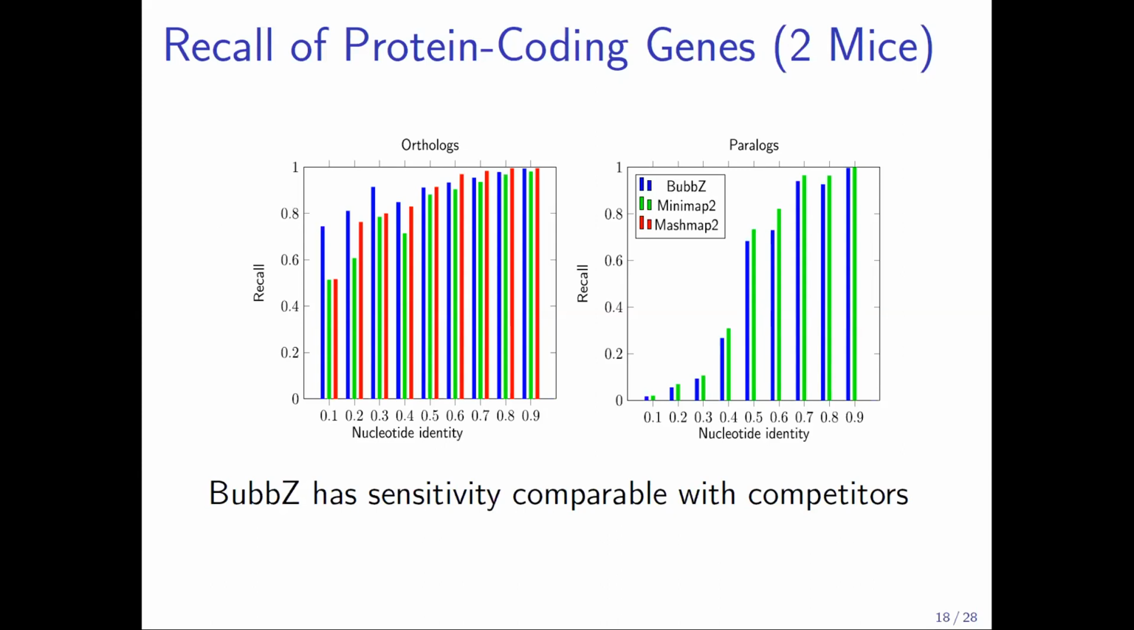And for paralogous pairs, Minimap2 has slightly higher recall for gene pairs of lower nucleotide identity, and for MashMap2 we did not compute the recall due to technical reasons, because MashMap2 allows filtering of its mappings only in the mode for computing orthologs. So we conclude that BUBs has a sensitivity that is comparable with the competitors.